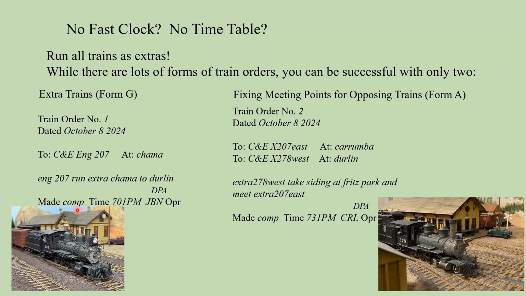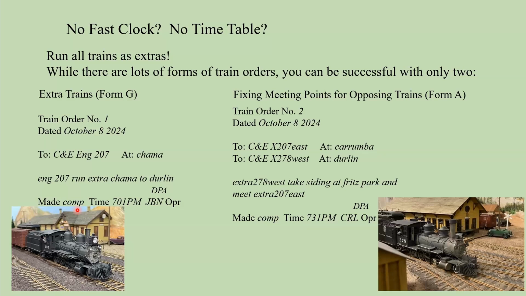If we take a look at the left here, I've written up a draft order for train order number 1, dated October 8th, 2024, to the conductor and engineer of engine 207 at Chama. And it says, engine 207, run extra, Chama to Durlin. And down at the bottom, it's signed by the chief dispatcher, with the time it was made complete, and who the operator was at the depot that copied the order.